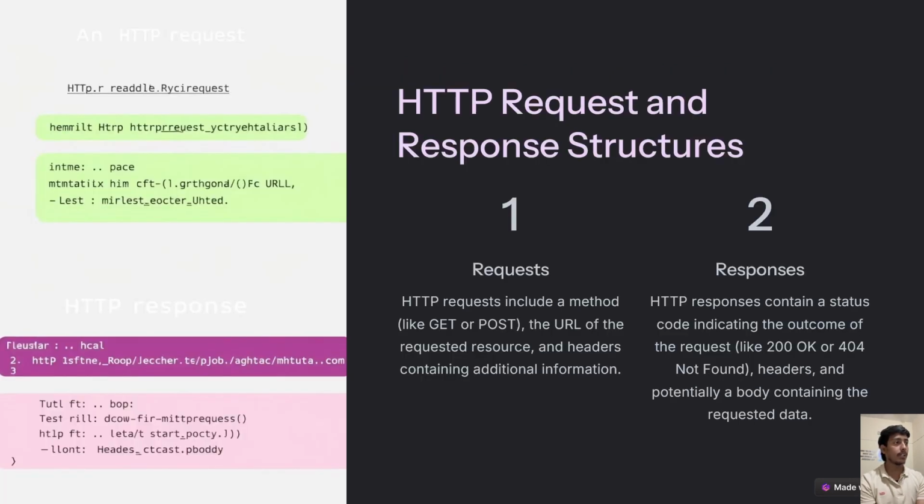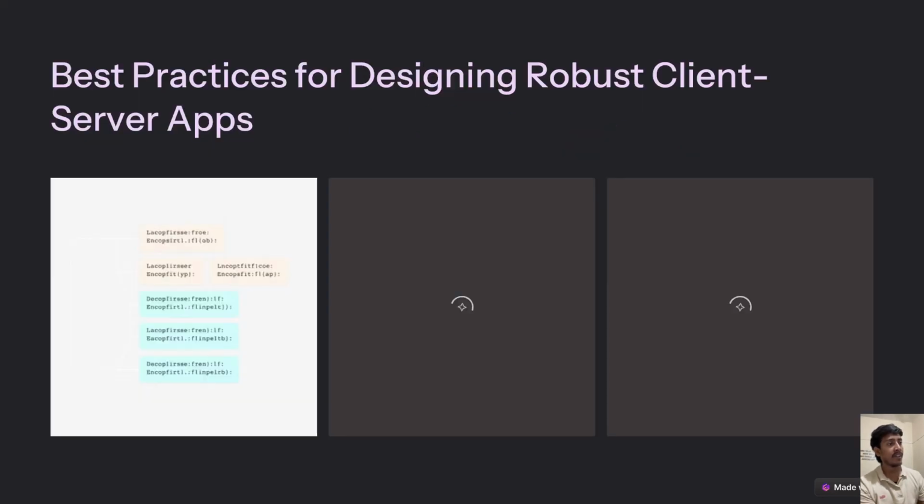Now we will move to the HTTP request and response structure. First one is request. HTTP requests include a method like GET or POST, the URL of the requested resource, and headers containing additional information. Second one is response. HTTP response contains a status code indicating the outcome of the request like 200 or 404 not found, headers, and potentially a body containing the requested data.